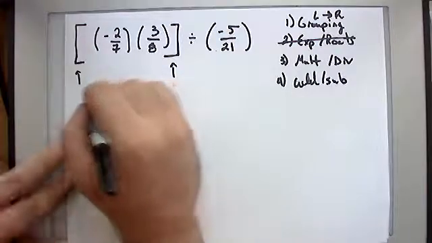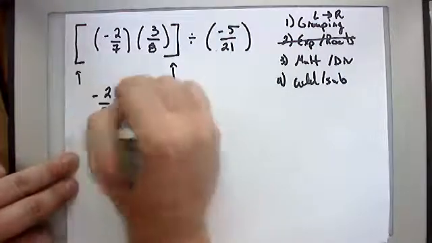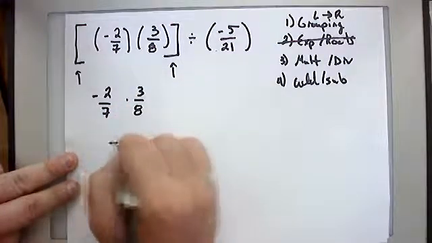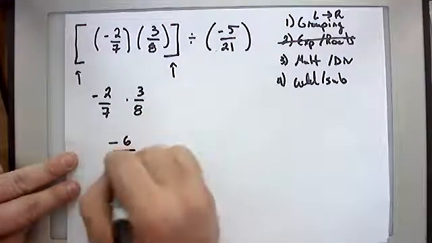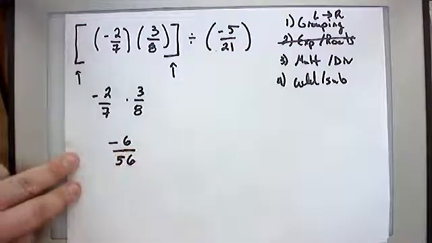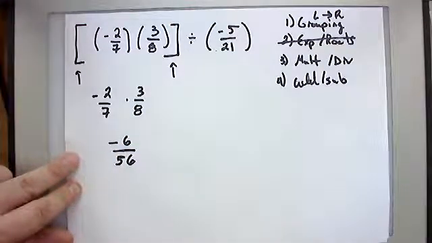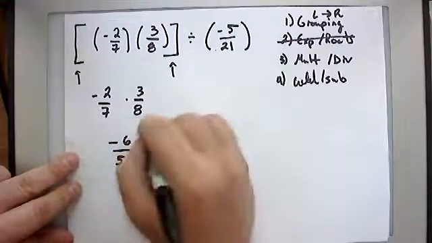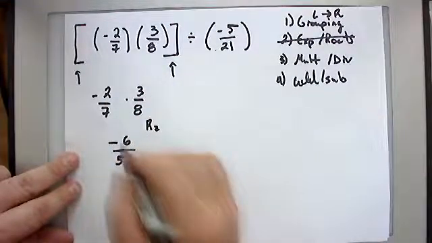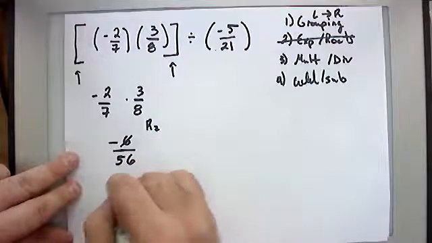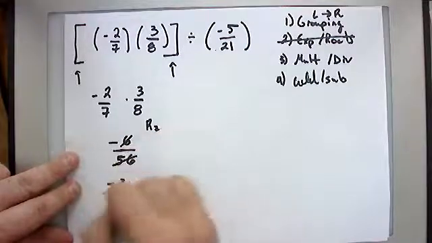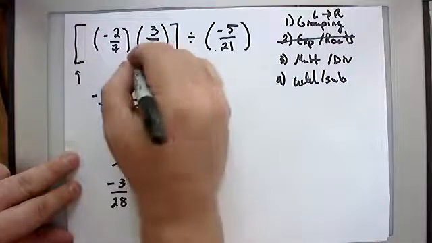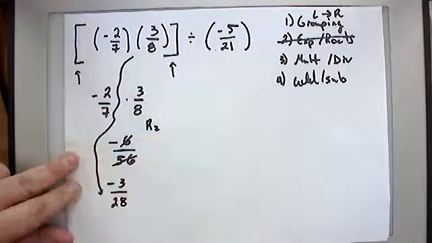So what we really need to work out is 2 over 7 times 3 over 8. Negative 2 times 3, that's negative 6. And 7 times 8 is 56. Could I have reduced this? Yes. The 2 and the 8 could have cross-canceled, or I can do it right now. I'm just going to go ahead and do it right now. Reduced by 2. 2 goes into 6 3 times. 2 goes into 56 28 times. So out of that whole bracket, all of that worked down to negative 3 over 28.